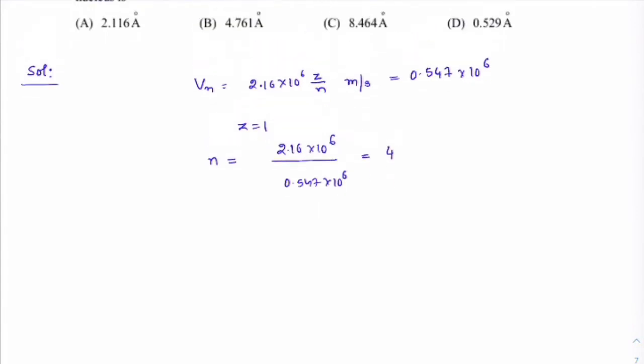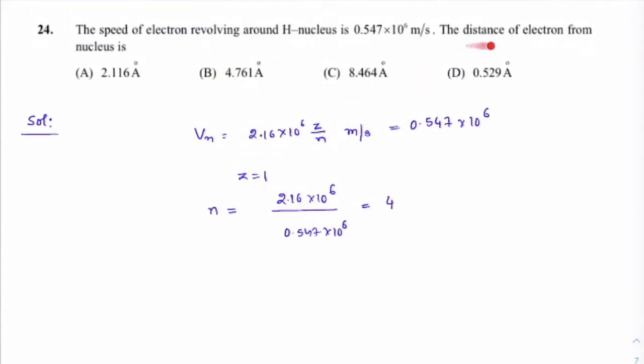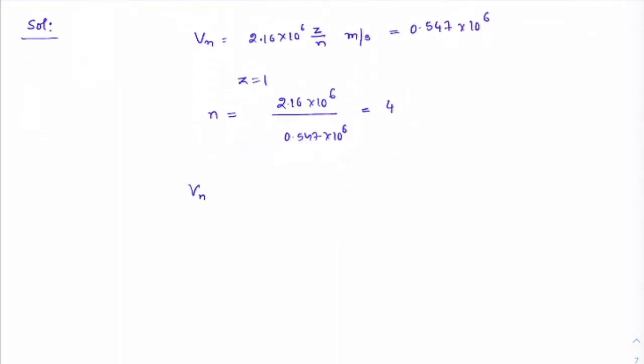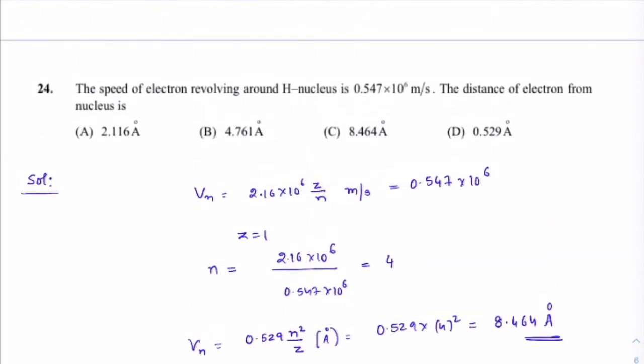Next, we have to find out the radius, that is, the distance from the nucleus. So the radius of the nth orbit is 0.529 n square by z in Angstroms. So that would be 0.529 into 4 square, right? So I think that would come to approximately 8.614 Angstroms. I hope you understood that. So that would be answer C for it. Okay.